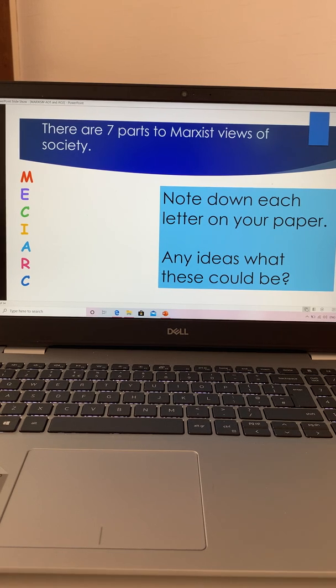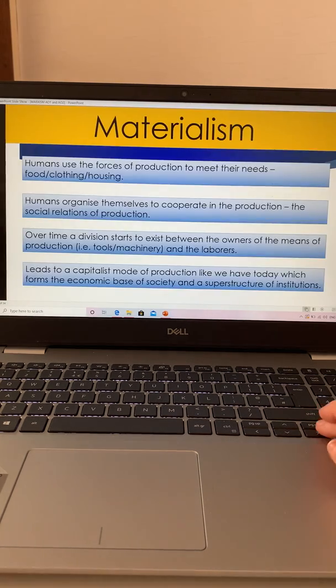So, in terms of society then, we've got 7 parts of the Marxist views, okay, which they link to. If you can find a nice acronym, then do so. I can't think of one off the top of my head. Think of a way that you could remember the 7 views that Marxists have on society. So it'd be quite nice, easy AO1 that you could bring in.